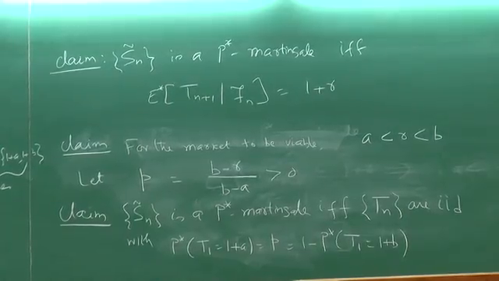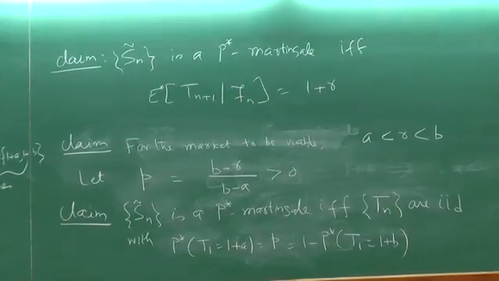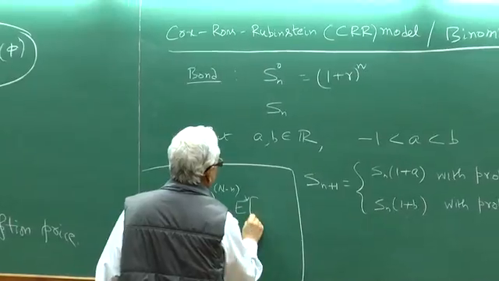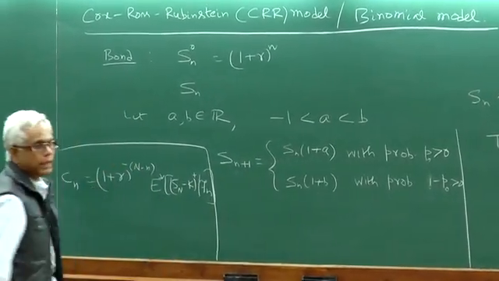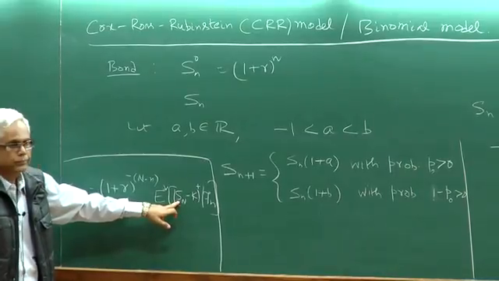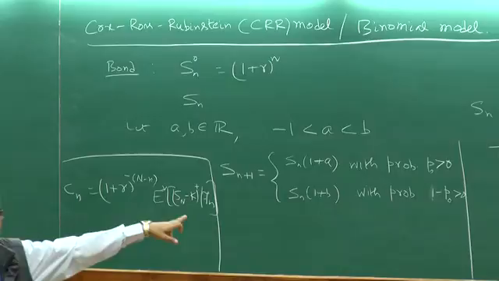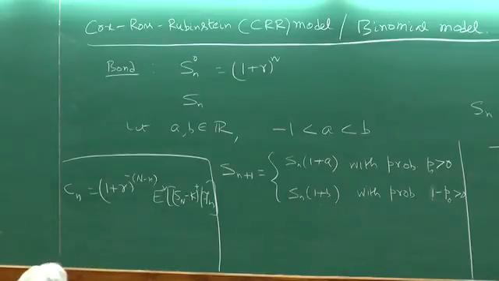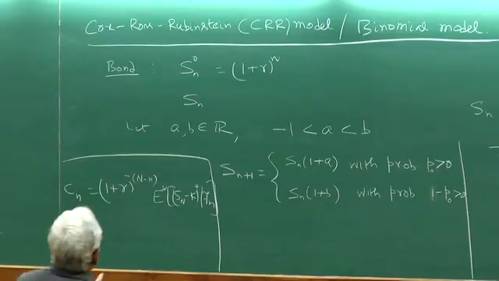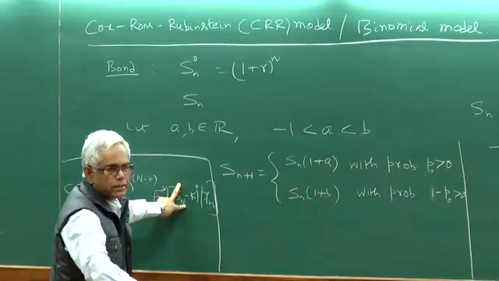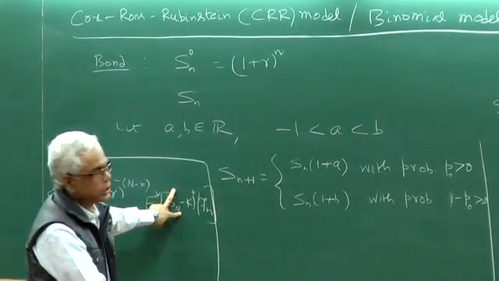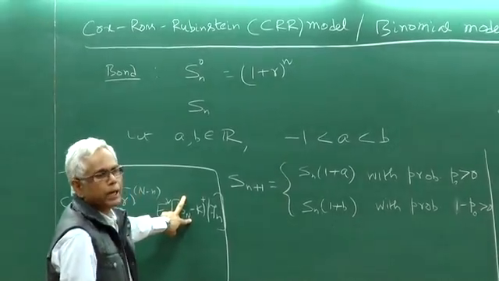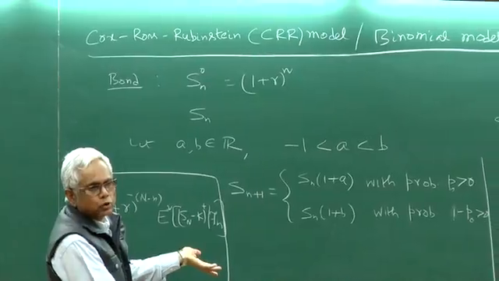What is my Cn? Cn is equal to 1 plus r to the power minus n times the expected value of (Sn minus k) plus, given Fn, right? Now this Sn can be expressed in terms of the Tn's easily, as a product. And if they are independent, it's very easy to calculate the expectation. So therefore I want to make them independent. If I additionally make them identically distributed, then all of them have the same distribution, so it will make life easier.